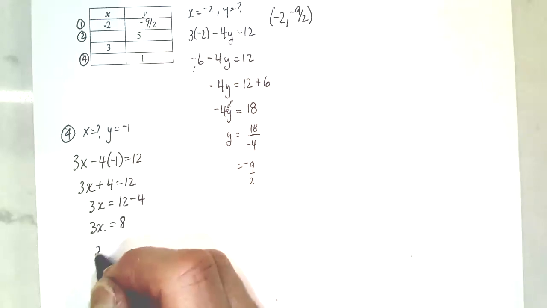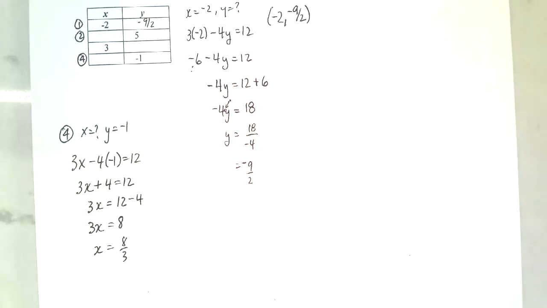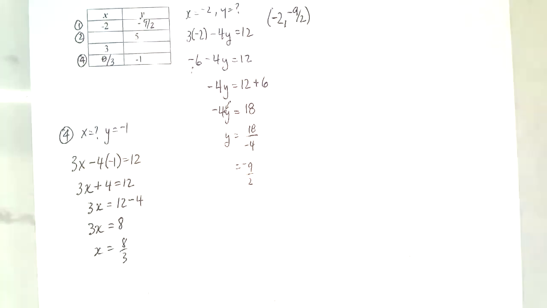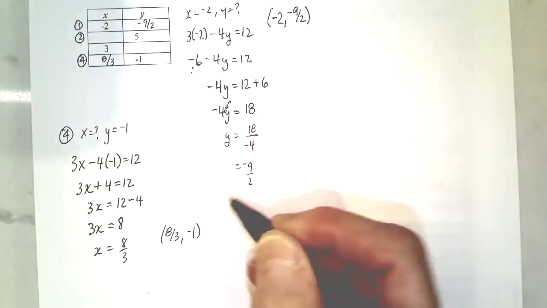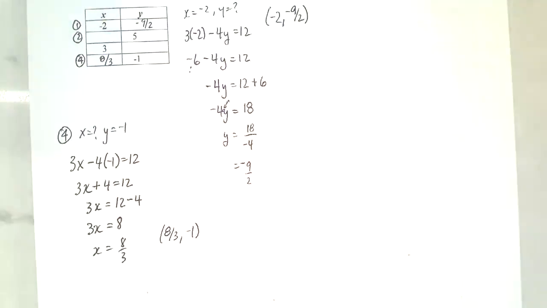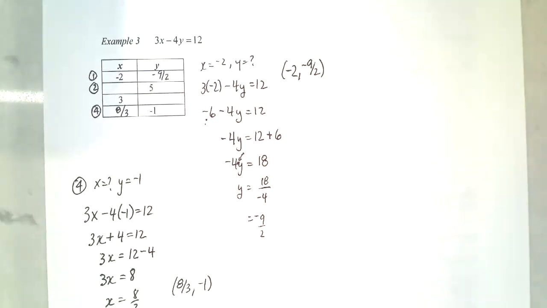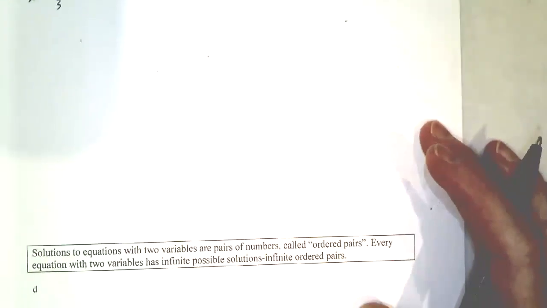I'm going to transpose this by dividing, and I get 8/3. That's a fraction. It's already lowest terms, so I fill that out. And in this case, 8/3, comma, -1. And these are two solutions to this particular equation. Of course, there would be many more. That's basically the idea. You have to try some of the ones that we're going to assign you for homework.